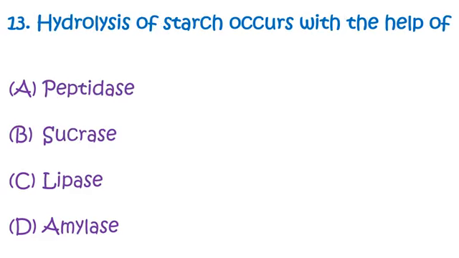Question number 13. Hydrolysis of starch occurs with the help of options are option A peptidase, option B sucrase, option C lipase, option D amylase. And the correct answer is option D amylase. Now hydrolysis of starch involves addition of water molecule and breaking down glycosidic bonds between glucose molecules, which are then further formed into smaller particles of polysaccharides, disaccharides and other glucose units. The enzyme which is used in this hydrolysis is the amylase enzyme. It can be alpha amylase or beta amylase.